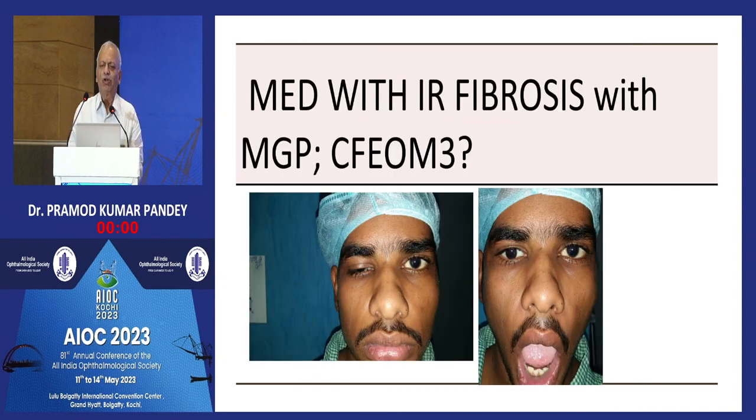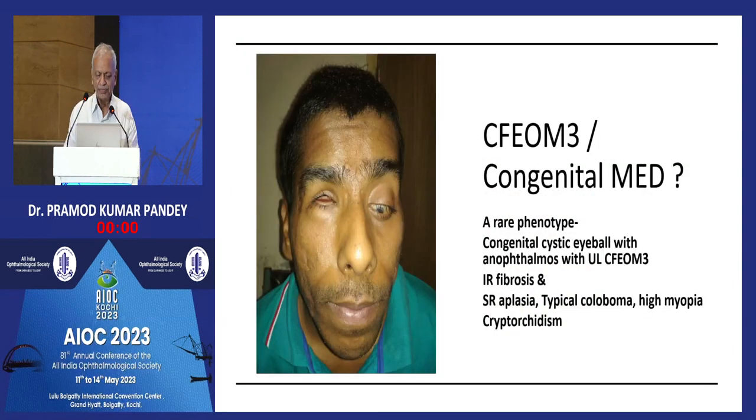Some of the MEDs are also classed as CCDDs, as TUBB3 and TUBB2 variants. So when we look at MEDs, those with inferior rectus fibrosis need to be looked at from the CCDD point of view. This is another complex presentation with microphthalmos and cystic eyeball, and type 3 CFM probably.